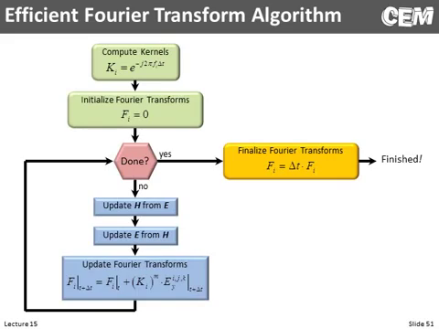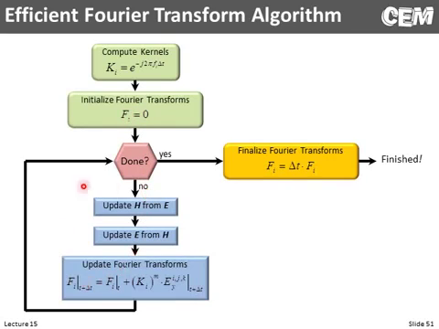So if we're simulating a device from, let's say, 1 to 10 megahertz in steps of 0.1 megahertz, we need 100 kernels because there's 100 frequency points. So we calculate all of our kernels ahead of time, one for every frequency. Then we initialize our Fourier transforms. Now we need one of these for every point in the grid that we're interested in Fourier transforming.